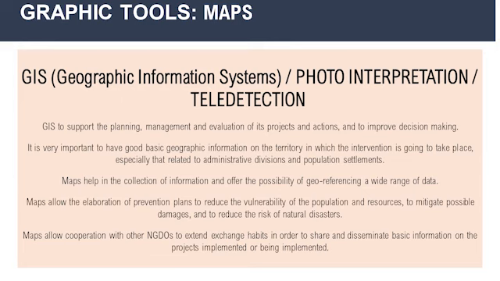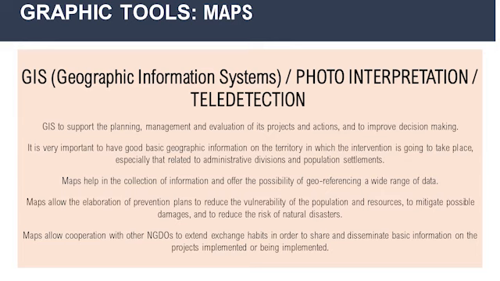So GIS is this kind of maps, and this is what we were saying. They support the planning, management, and evaluation of the project and actions, and also improve the decision making. It is very important to have a good basic geographic information in the territory in which the intervention is going to take place. Maps will help in the collection of the information, also for the indicators, and offer the possibility of georeferencing a wide range of data.